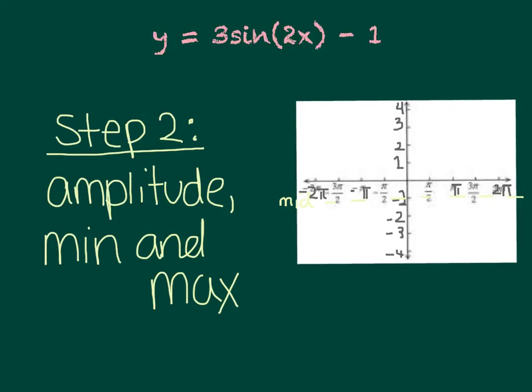The second step is to identify the amplitude and place the min and max on my graph. In this example, my amplitude is 3 because the 3 is multiplied with the sine. So going to my graph, I'm going to start at the midline and count up 1, 2, 3. So my max is at +2. And then I'm going to go back to my graph and count down 3, starting at the midline, 1, 2, 3. So my minimum is at -4.